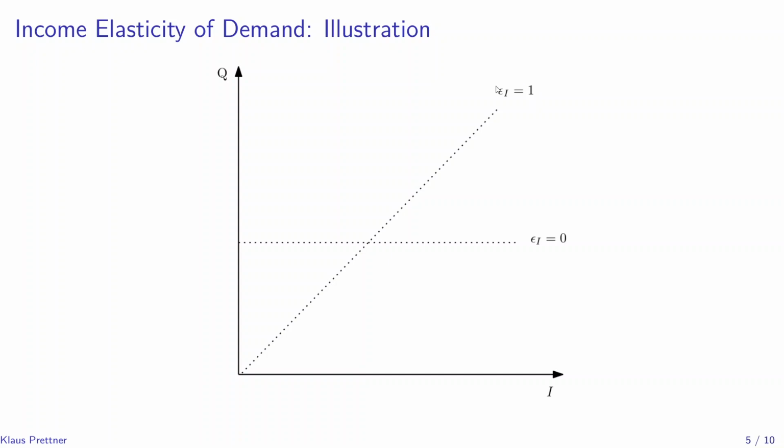And here we have a good with a unit income elasticity. So when income changes by 1%, then demand of the good also changes by 1%. So that would be along the 45-degree line here. Now this line here in purple displays the demand for a luxury good depending on income.